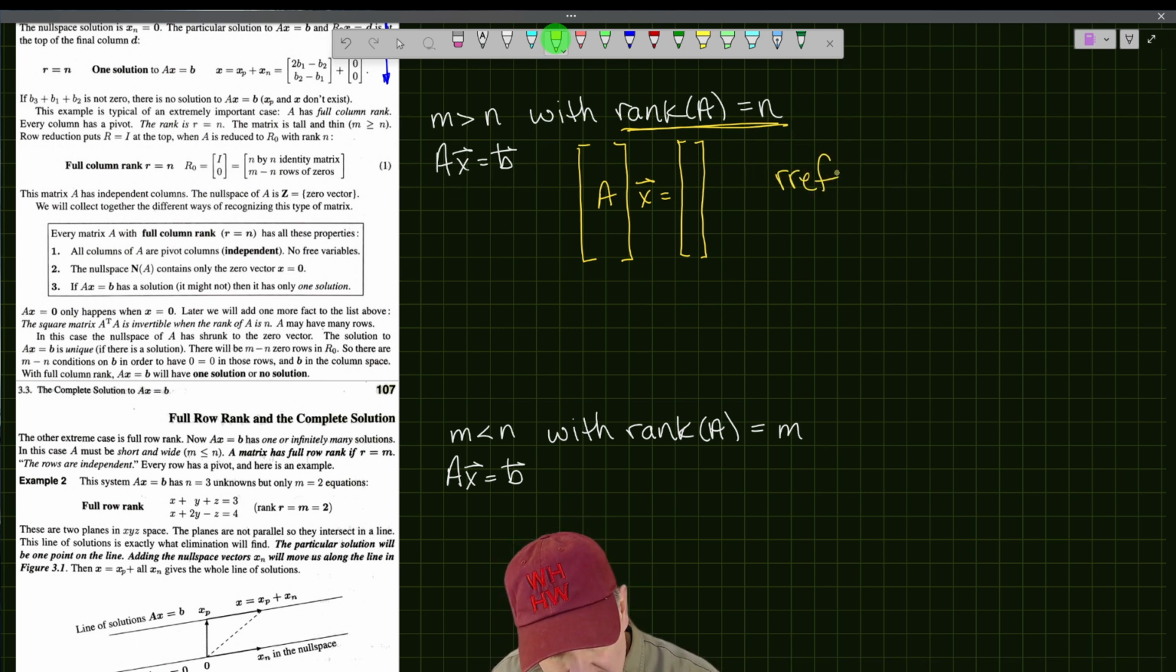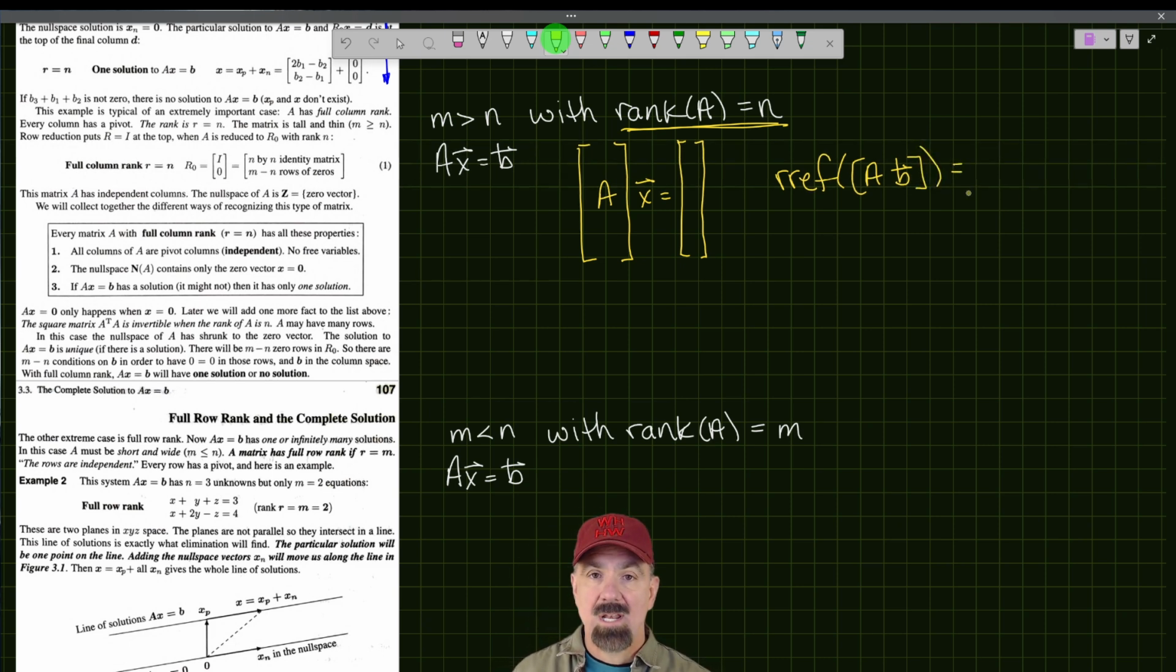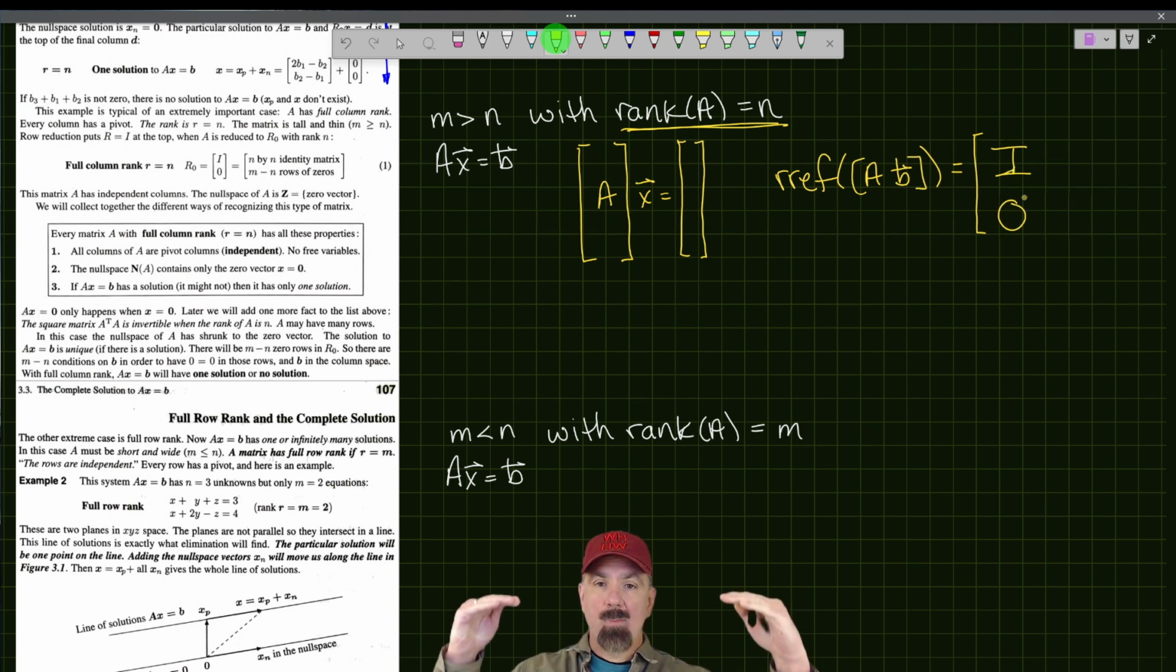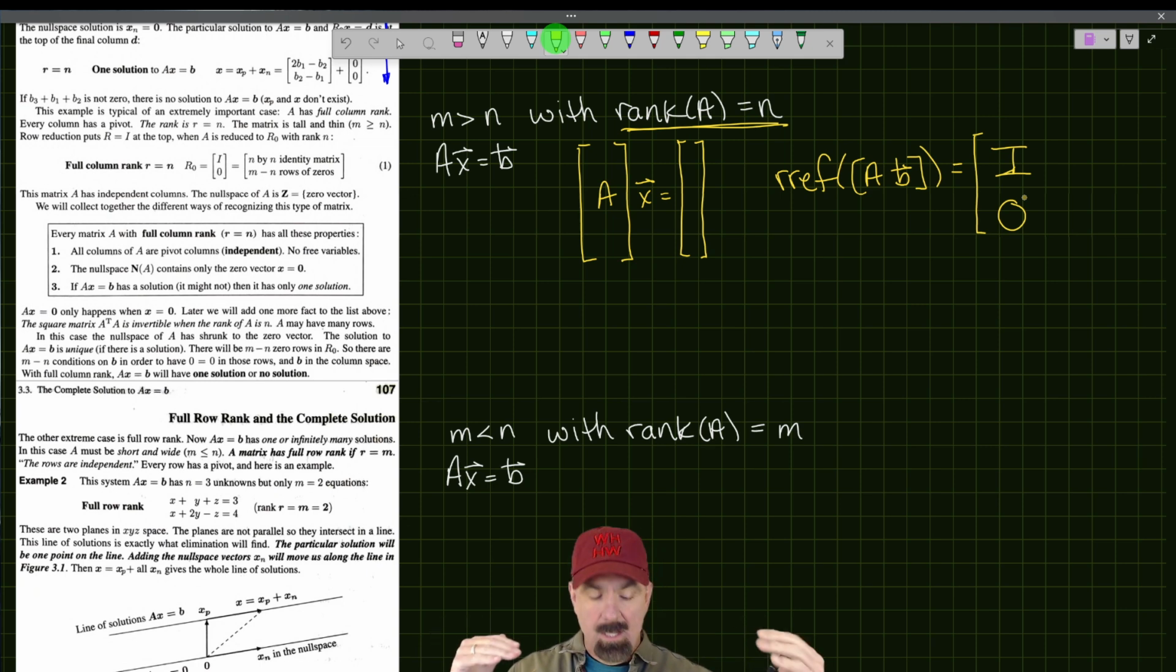When we do the RREF of the augmented matrix A with B, we are going to end up with what kind of a matrix? He talked about this a little bit in the previous section. It might be worth going back to take a look at it. We're going to end up with the identity matrix over some 0, depending on how many 0 rows we have, because we know we have redundant rows. We know we have equations that are redundant.